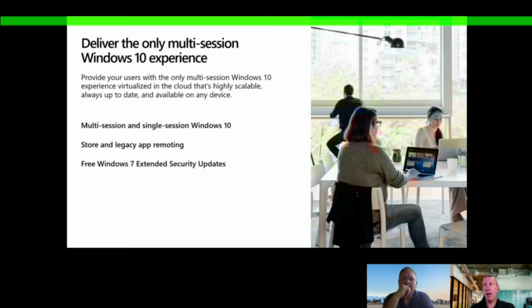And as you sign up for WVD, you get Windows 7 Extended Security Updates. Now, of course, we know, being in the FastTrack team, we want our customers to move to Windows 10. That's a priority. We make sure that they move to Windows 10. But if they do have an application or some reason that they can't get off Windows 7, this will give them the option to run this in the cloud, get those extended security updates, and continue to move forward with their cloud strategy, right?